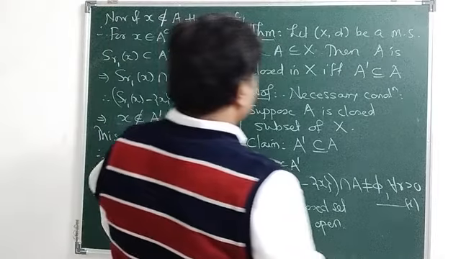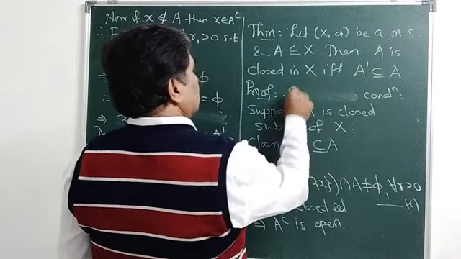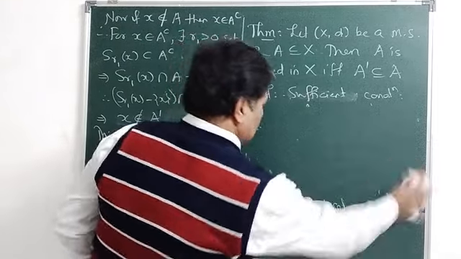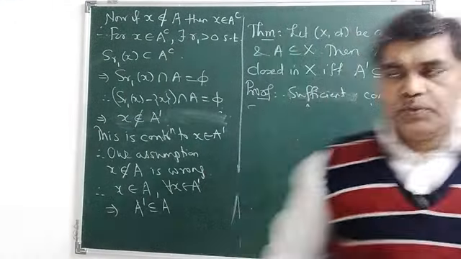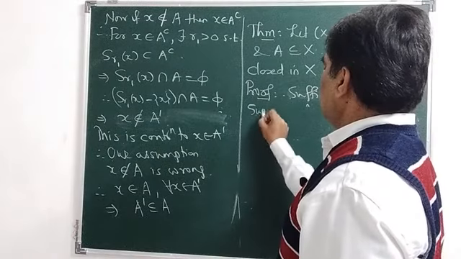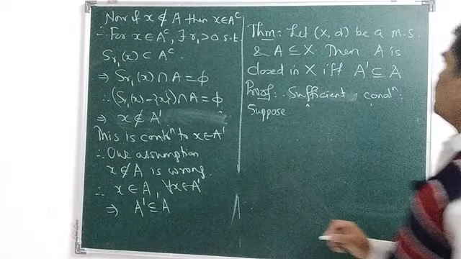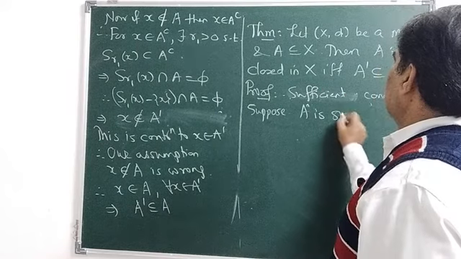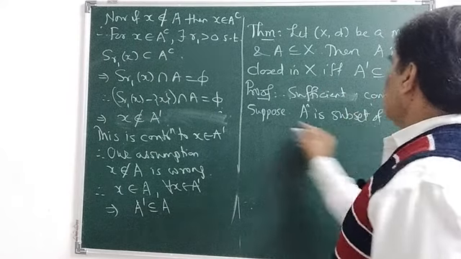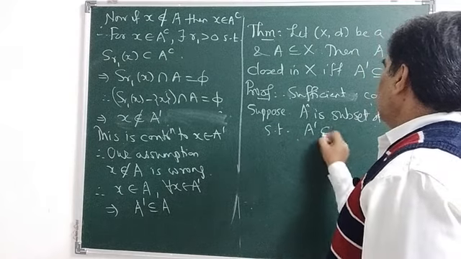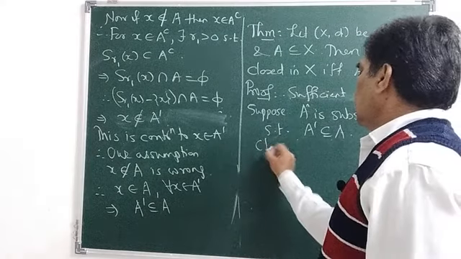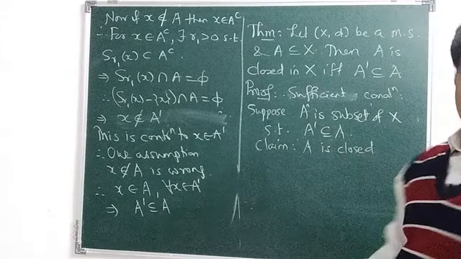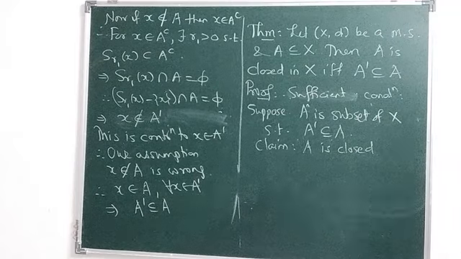Now, the sufficient condition. We'll prove the sufficient condition. So suppose A is a subset of X such that A dash is contained in A. What is our aim? A is closed. A is a closed set.